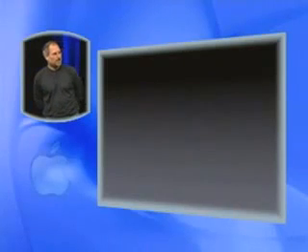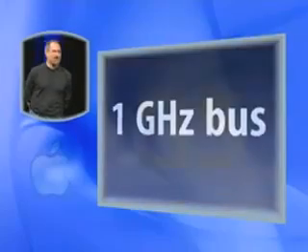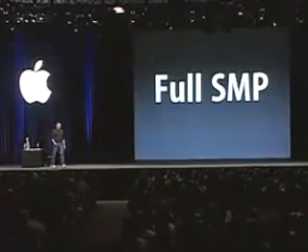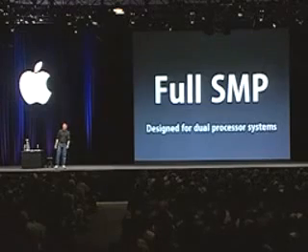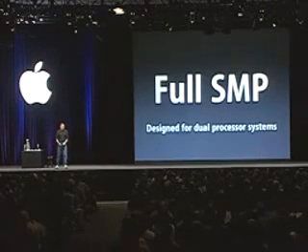Third, it has a 1 gigahertz front-side bus. It is the fastest front-side bus ever. And it is built for full symmetric multiprocessing. This thing has been designed from the ground up for dual processor systems. So, these are some of the highlights of the new G5. Now, it's got an entirely new architecture that has the industry's highest bandwidth.